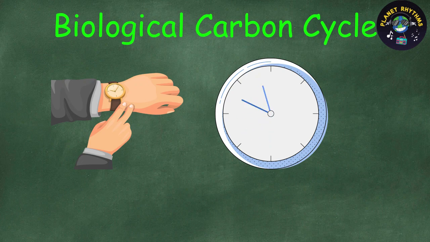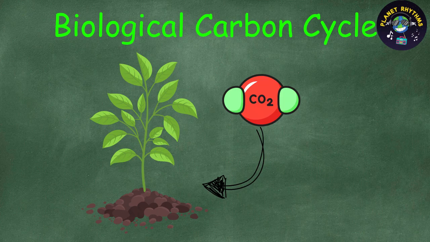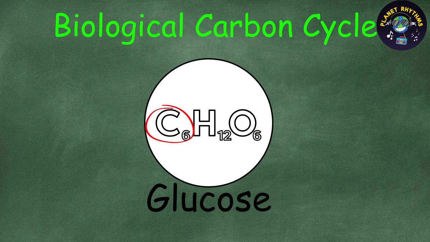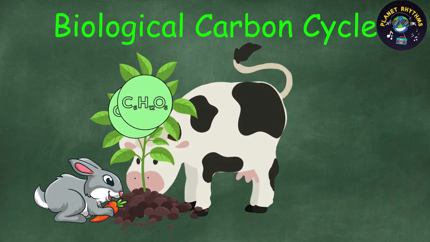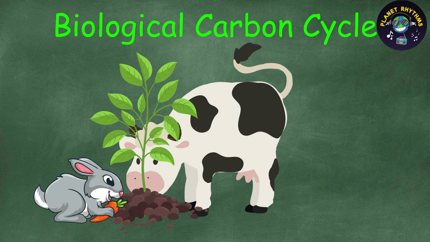The biological carbon cycle can take from a few days to a few years. Carbon is present everywhere. Plants take in carbon present in the air, which is carbon dioxide, and use it for photosynthesis to make food called glucose. In photosynthesis, oxygen is released and the carbon is present in glucose. Herbivores, which are animals which eat only plants, like cows, eat these plants and they get the glucose present in the plants along with the carbon in it.